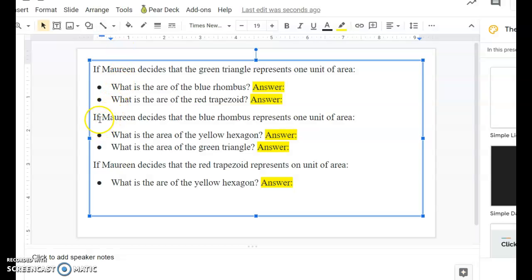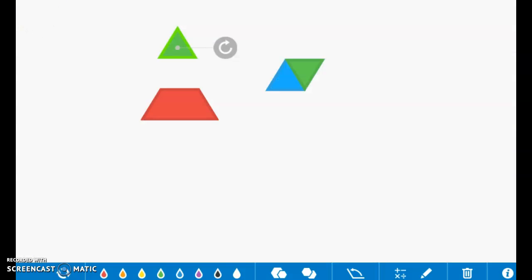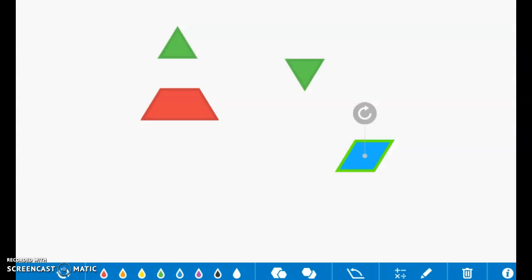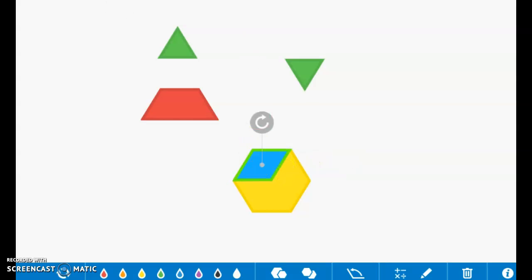The next one is if Maureen decides that the blue rhombus represents 1 unit of area. So now this is our 1 unit of area. So what is the area of the yellow hexagon? So how many of these can I fit in my yellow hexagon? Again, you'll have to do some rotating of the shape.